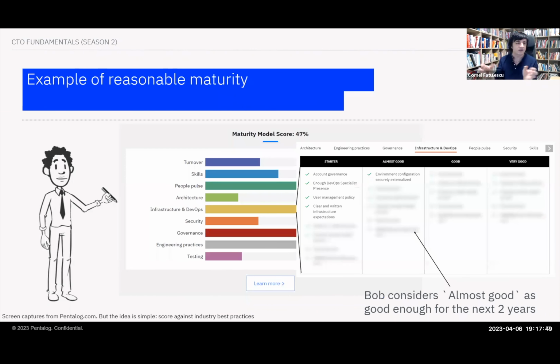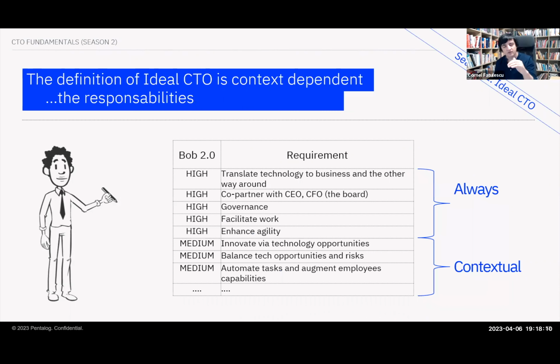He's also looking at things that you've met in other episodes, like maturity models, and says we score the product in these axes. And we look, for example, in infrastructure and DevOps, starter, almost good, good, very good, and things like that. And Bob says, okay, it's fine for us, almost good, because that's what's reasonable for us, at least for the next 2 years. So this kind of rules is put in his decision-making framework.